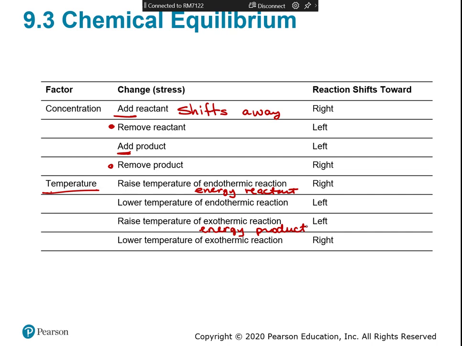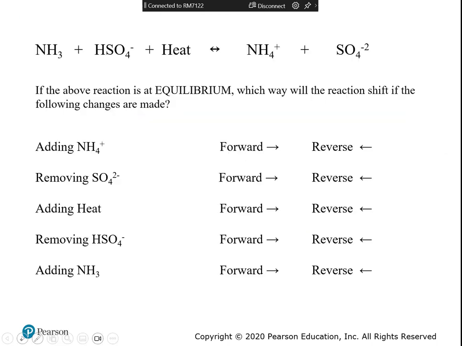So notice that they're opposites, but you just have to think: energy is either a reactant or a product. If it's endothermic, energy is a reactant. If it's exothermic, energy is a product. And then just treat it like a reactant or a product as above. So here's one. You do these.